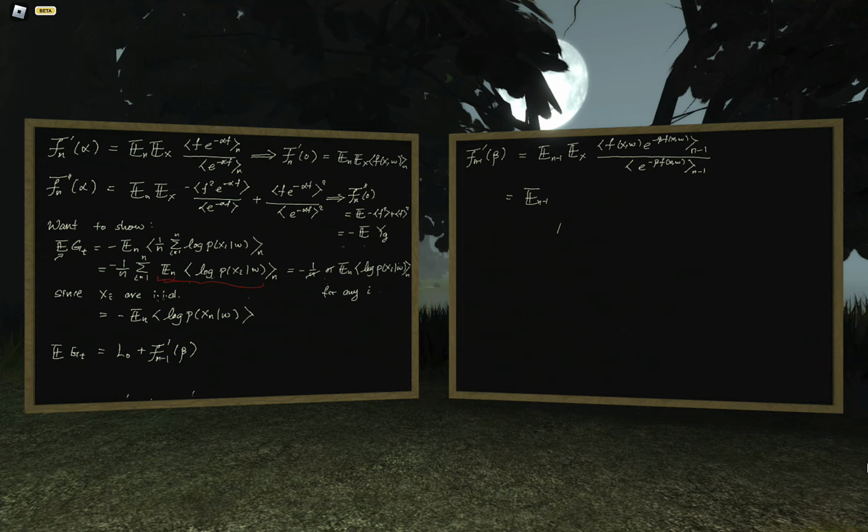And well, remember what f of x w is? That's the log quotient of the truth over the model. And again, we use the same trick. The truth doesn't depend on the model parameter, therefore it can be pulled out from the posterior average. So you get a log p naught of x here. But you have another term.